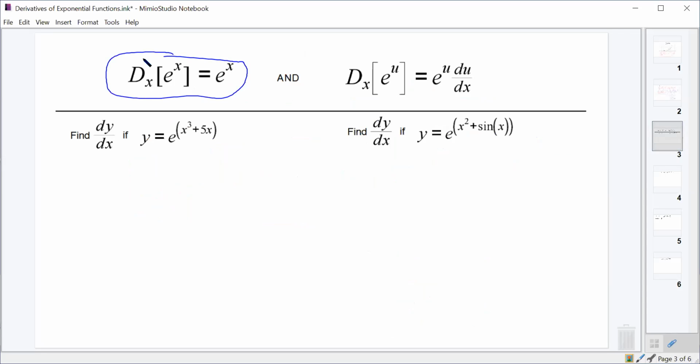Now, we could apply the chain rule with this. So instead of having just e to the x, I might have e to a function, in which case the derivative will just be e to that function times the derivative of that function. So this is just the chain rule application of the new derivative for e to the x that we've just learned. Good or no?